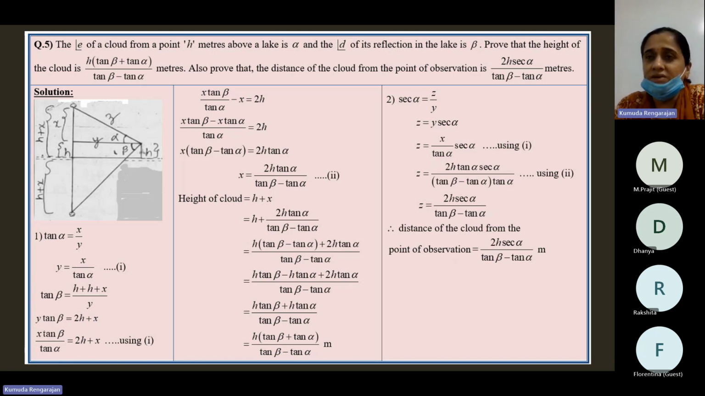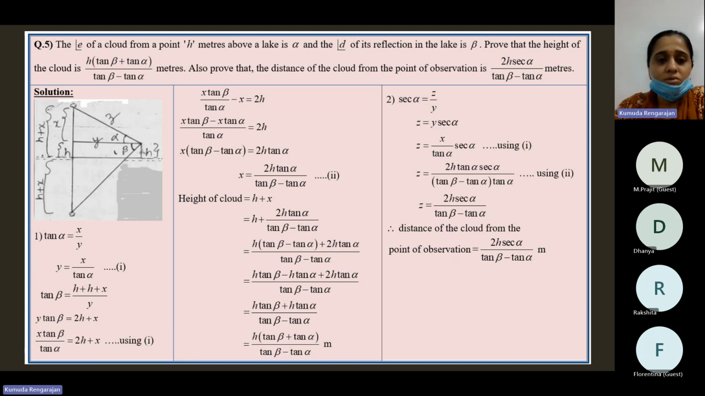Now you should understand what you're working for. What is your goal? What do you want to do with this equation? You want to find x, because you want to find the height of the cloud. The height of the cloud: you know a part of it, h, and you want to find the rest of it, x. So you're going to work this equation to find an expression for x. That means gather all the x terms on one side and the non-x terms on the other side.